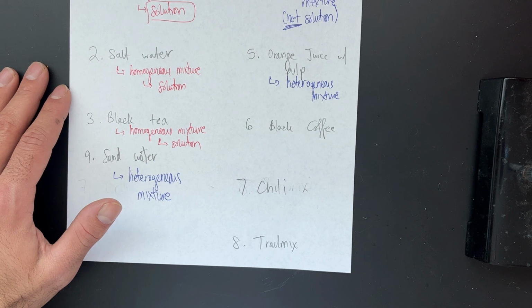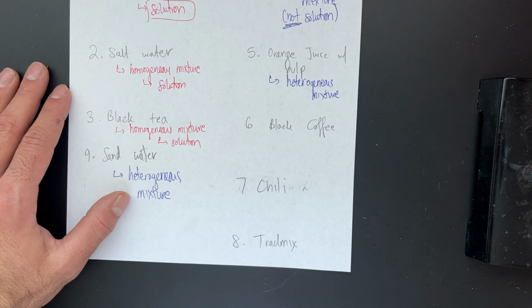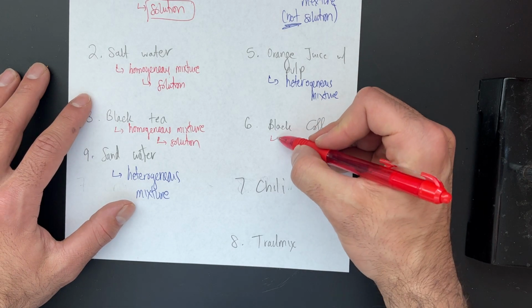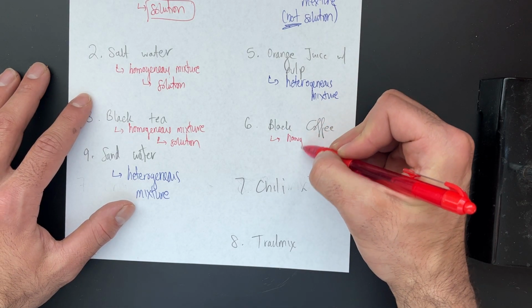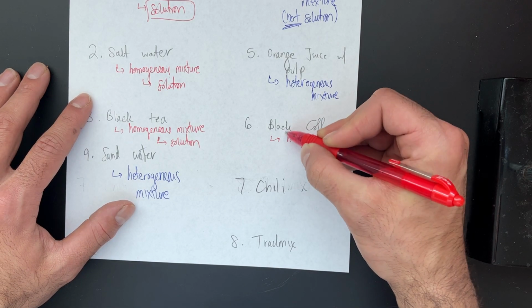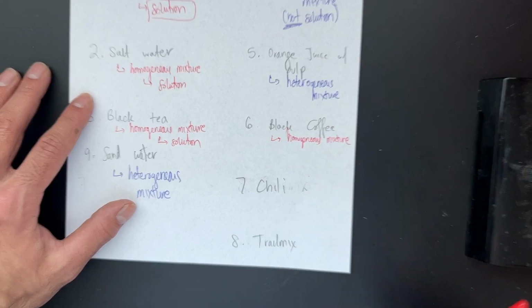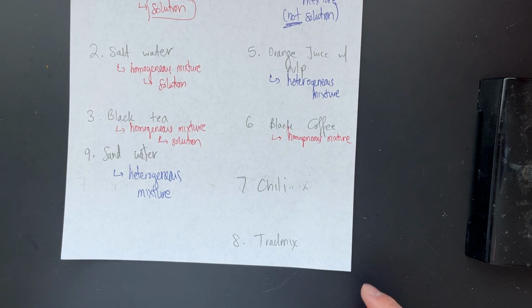How about black coffee? You didn't add anything to this coffee. There's nothing in it. Just black coffee. This is going to be a homogeneous mixture, because it's all just one thing. The first sip tastes the same as the 10th sip. It's all together. It's just black coffee. It's one thing, and so it's a homogeneous mixture.